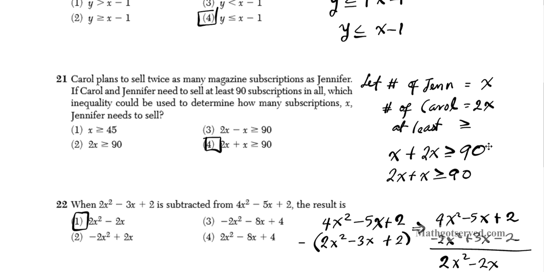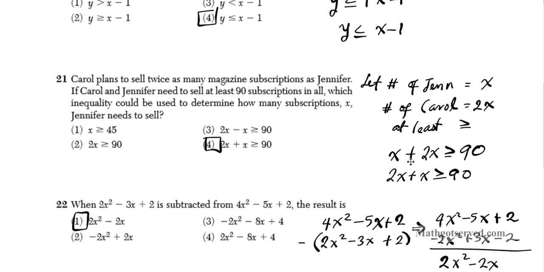In question 21, Carl has sold twice as many subscriptions as Jan, and the total number of subscriptions is at least 90. So we have to determine an inequality that can be used to solve for the number of subscriptions Jan sold. If Carl sold twice as many as Jan, we'll let Jan be the independent variable x, and then Carl will be defined in terms of Jan, which would be 2x. Since "at least" means either that value or greater, greater than or equal to will be our inequality that represents the relationship here.